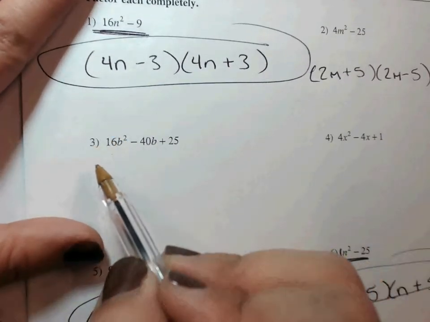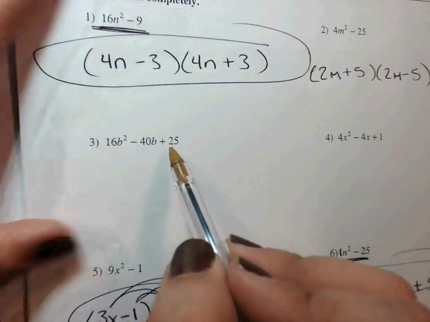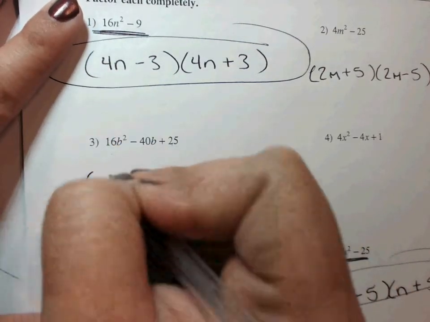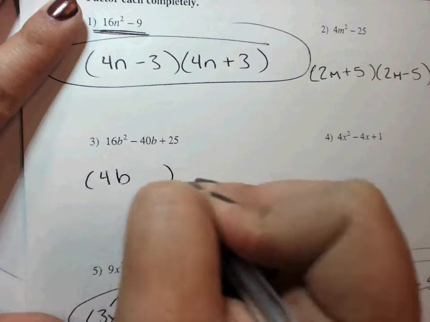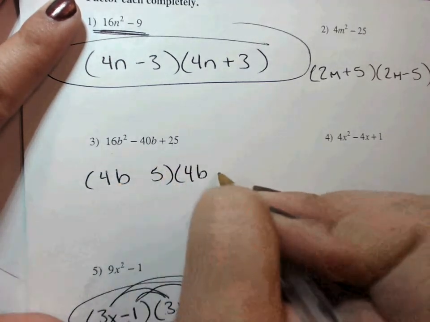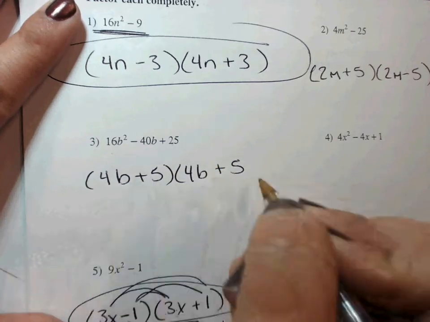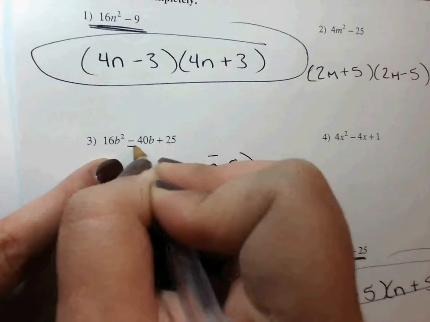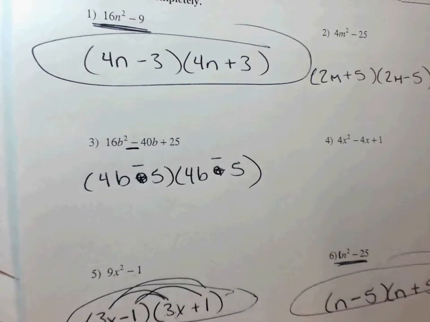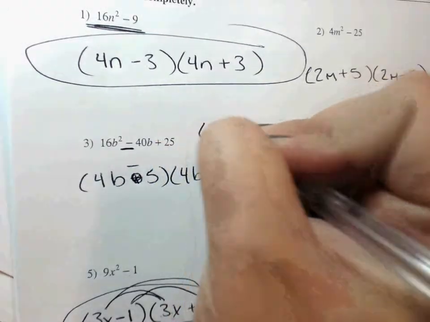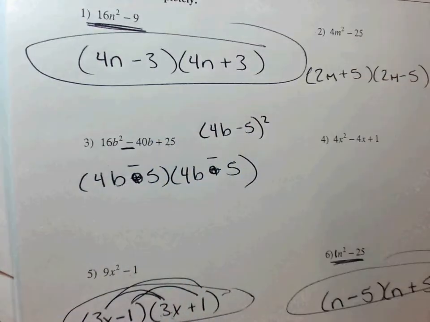All right, so that's when you have this negative value like this. For number 3, when you have a positive at the end, this is what's happening. You square root the 16, you get 4b. You square root the 25, you get 5 and 5. They're both going to be positive. Oh, I'm sorry, they're both going to be negative this time. It depends on what this middle value is. So literally your answer is 4b minus 5 squared.